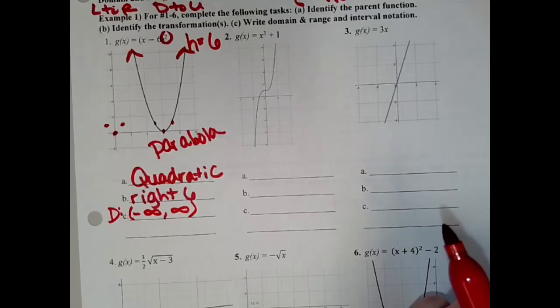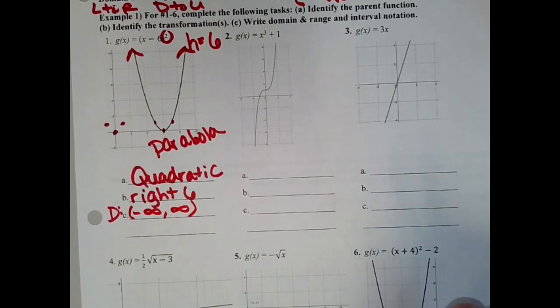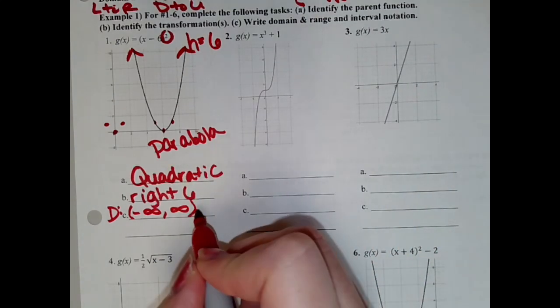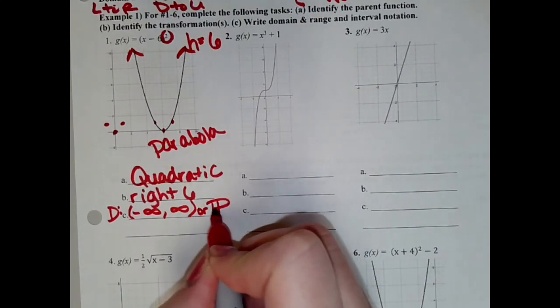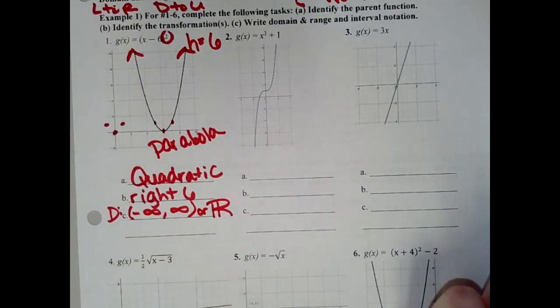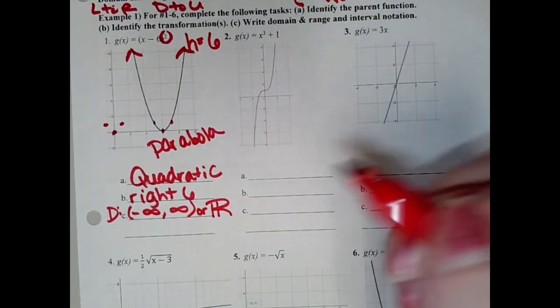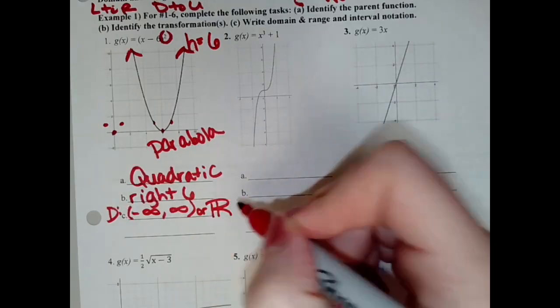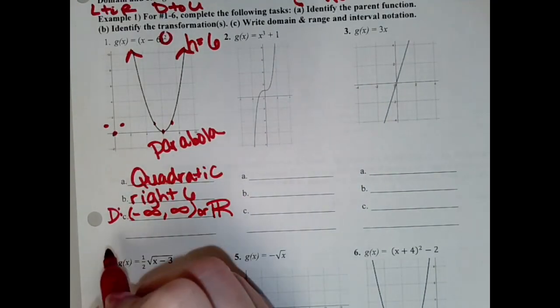Both of those would have parentheses because infinity is not included on the graph. It's not something you can actually reach. There is a notation you can put. It's kind of like the paragraph symbol, but instead of a P, it's an R. That means all real numbers. So you could put this interval notation, or you can put this symbol for all real numbers.